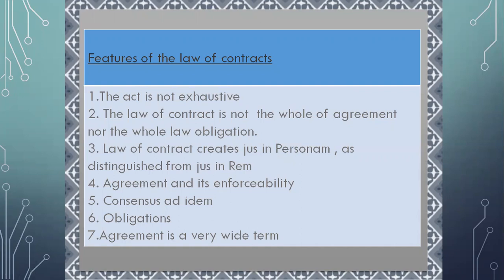Agreement and its enforceability. We know that in the definition of contract there are two important words: agreement plus enforceability, meaning enforceable by law, right? So only if there is agreement and enforceability can you enter into a contract, right? What is an agreement? Agreement is defined as every promise and every set of promises forming consideration for each other, right? We studied that.